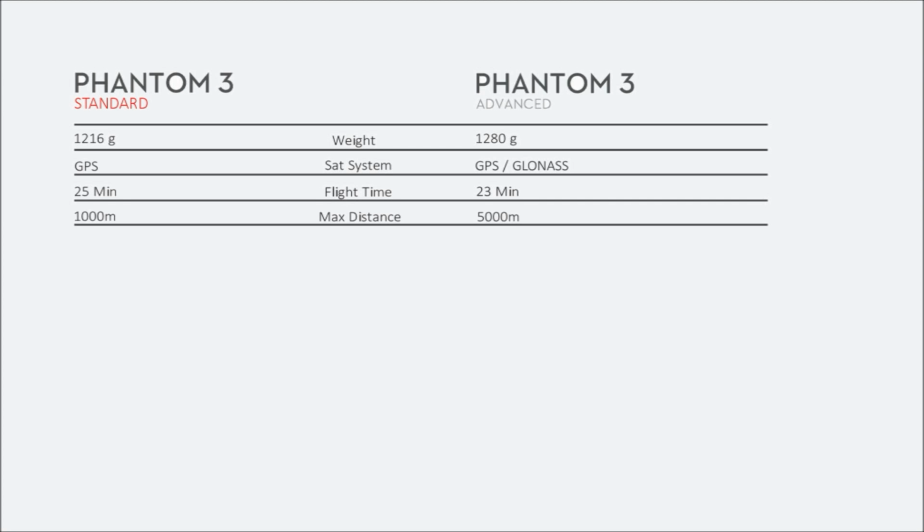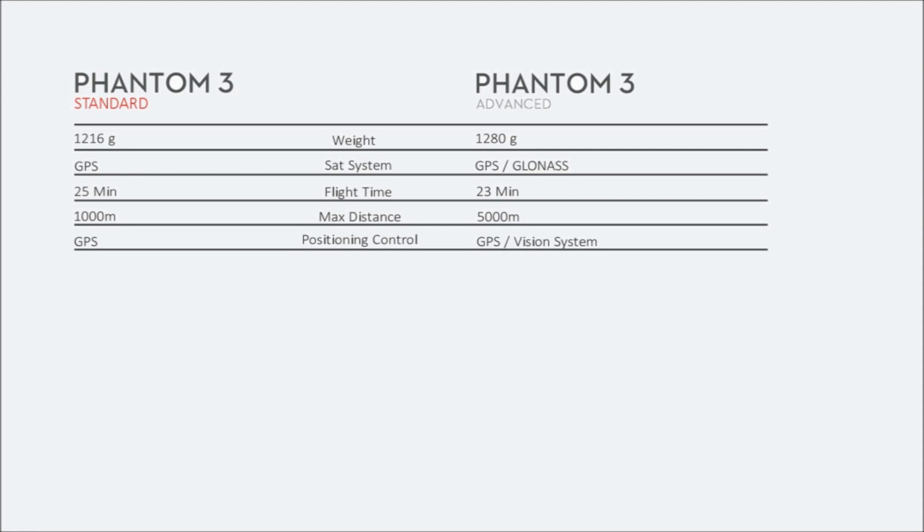Now let's look at flight distance. This is where there's a big difference between the two. For the Standard, it's approximately 1 kilometer, but for the Advanced, it's around 5 kilometers. The Advanced uses a different radio control system. It gives it a much longer range. We'll talk about this a little more in the video, as this is definitely something that will be important in your decision making.